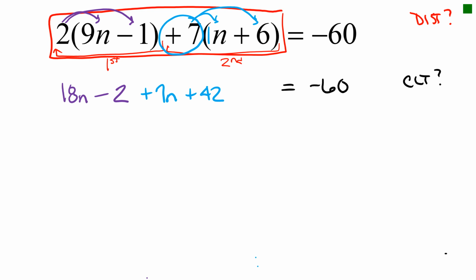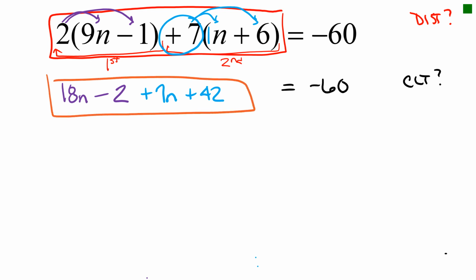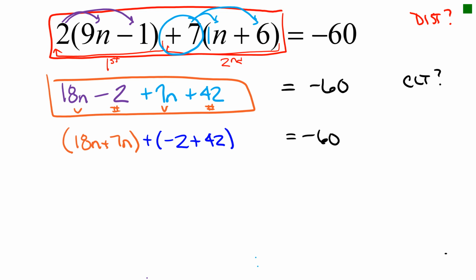After we've distributed, the next thing is combine like terms. Over here on the left-hand side, I've got variable, number, variable, number. So this time I can put the two variables together, 18n plus 7n, and the two numbers together, negative 2 plus 42. And of course that all equals negative 60. So 18n plus 7n is 25n. Negative 2 plus 42 is 40, and that equals negative 60.